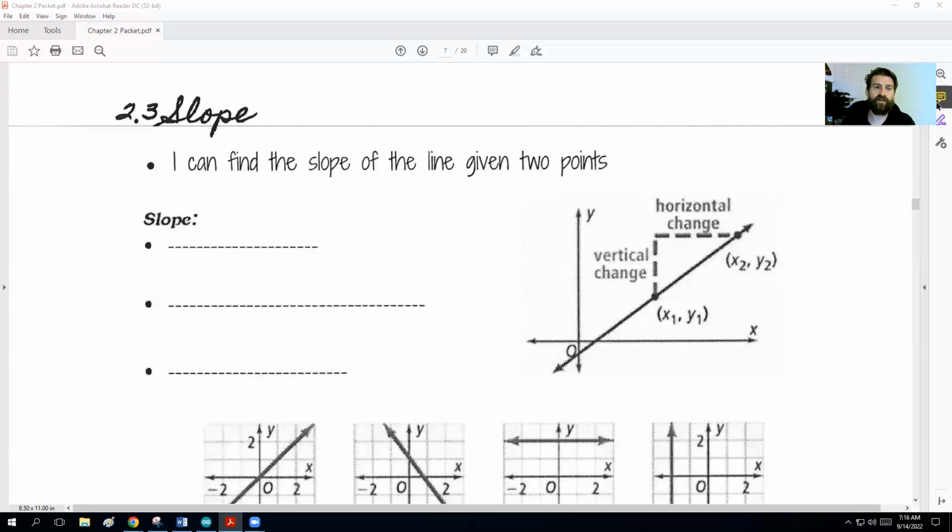Hey guys, Mr. Is here to help you on the next section in Algebra 2. Here we're looking at slopes. Our goal is to make sure that you guys can find the slope between two given points on a line.